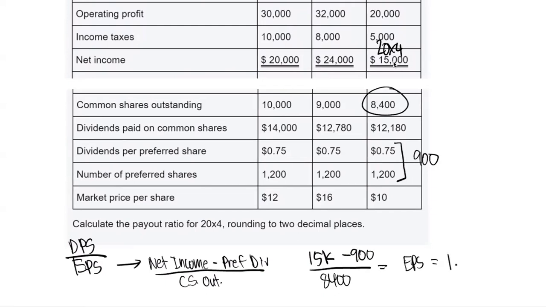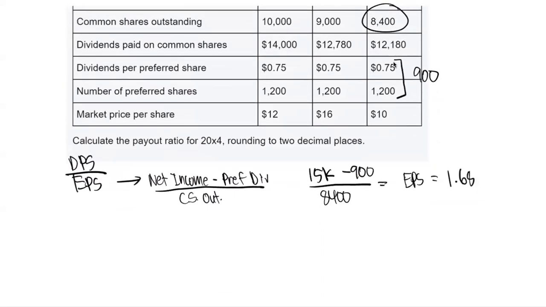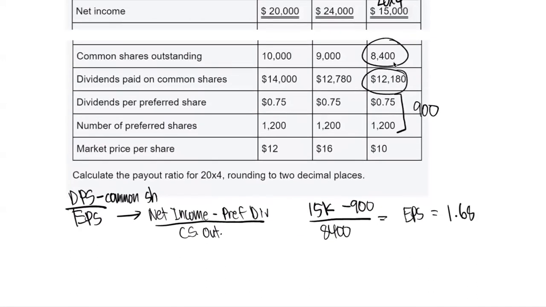1.68. So now that we know that, we can now divide our dividends per share, of course, referring to common shares. So that is 12,180. Again, hindi given yung dividend per share natin. Kasi ang given total dividends naman ng ating common shares. So this time, we divide 12,180 divided by 84 to get the DPS. $1.45 po.